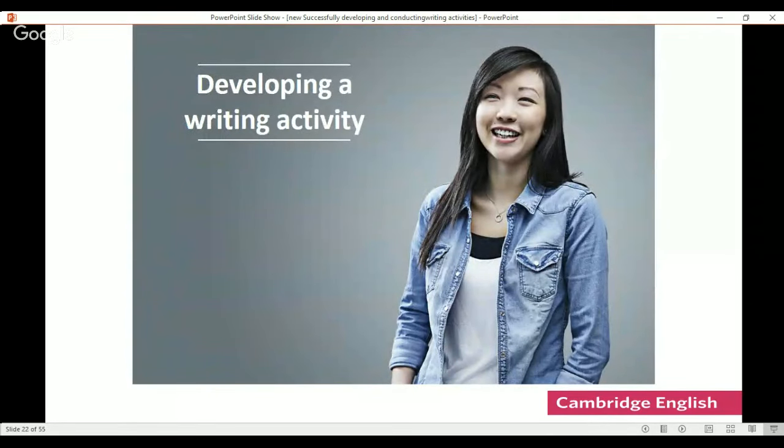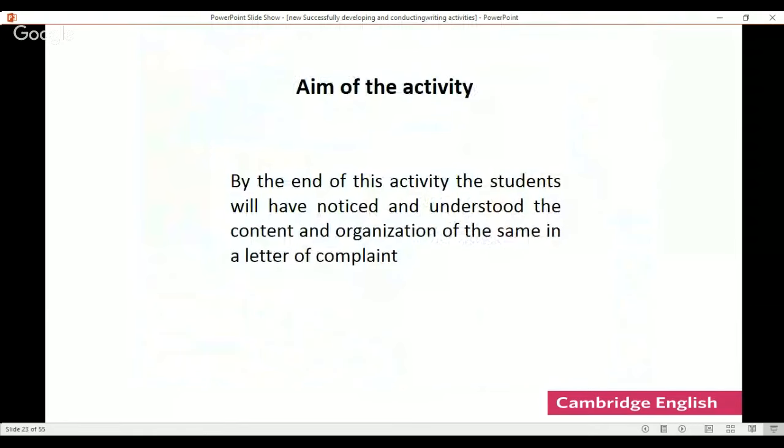Once you've finished with the aim, you need to develop a writing activity. The aim of the activity. Now, for example, let's take this aim as an example. By the end of this activity, students will have noticed and understood the content and organization of the same in a letter of complaint. Okay, this is the aim of your activity.